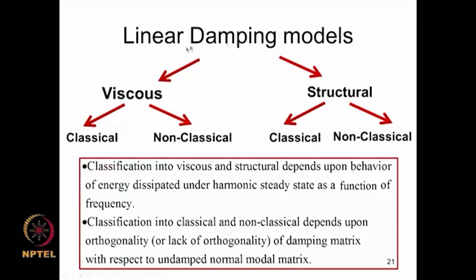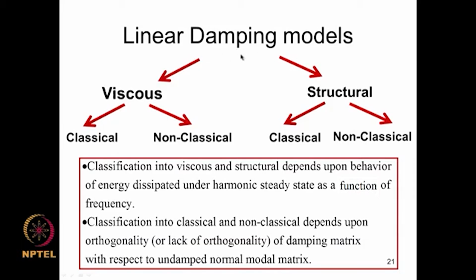Another element in our modeling strategy was the introduction of damping. For linear systems, the damping models were either viscous or structural and so called classical or non-classical. The classical damping models are those in which the undamped normal modes uncouple the equation of motion, whereas that is not true for non-classical damping. So, we addressed the question of how to uncouple the equation of motion for each one of these 4 damping models.